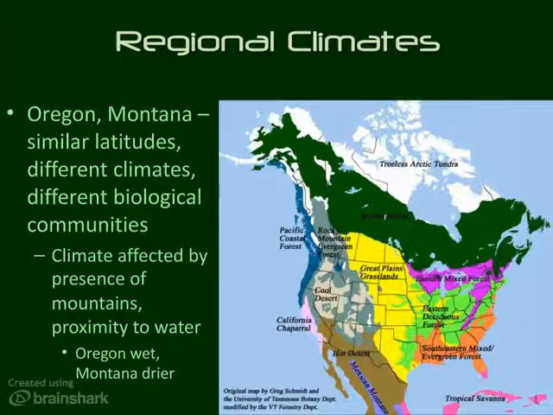When we consider biomes, we also have to consider regional climates. If I look at this map, Oregon and Montana have similar latitudes, but they have very different climates and very different biological communities. Climate is affected by the presence of mountains, the nearness or proximity to water, and other factors. Oregon is on the Pacific coast. It's very wet. Montana, on the other hand, is on the other side of the mountains, so it tends to be drier.